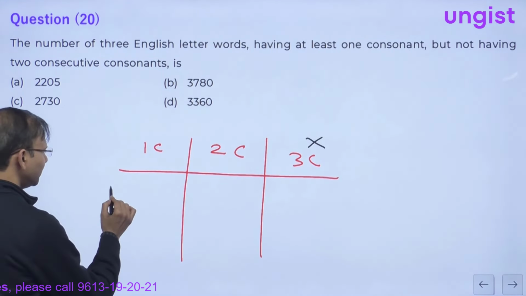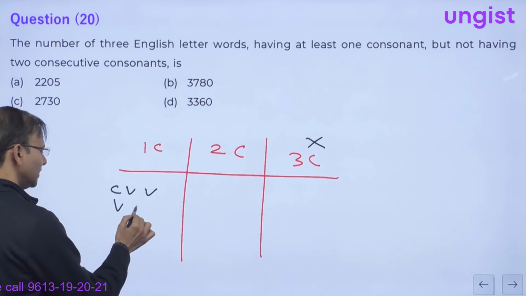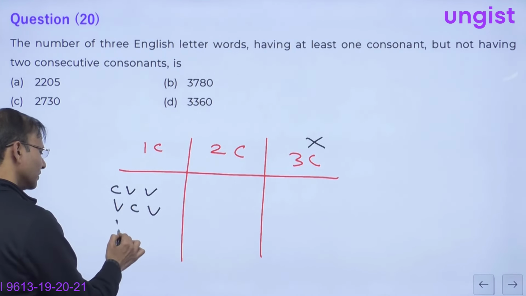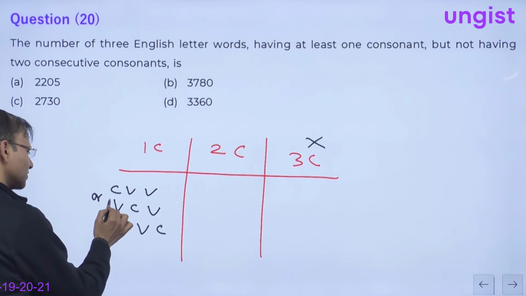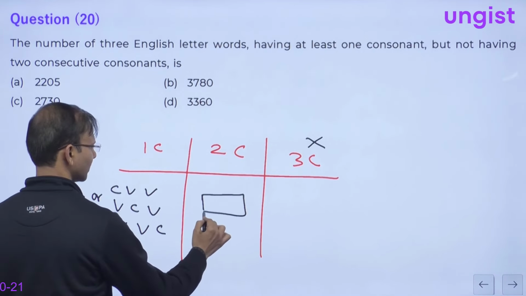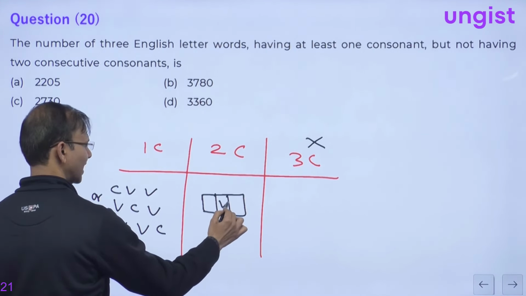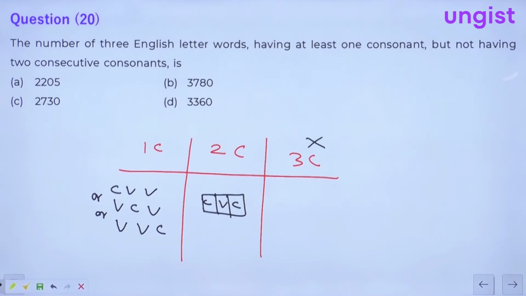So one consonant means C, V, V, V, C, V, and V, V, C. Right? One consonant. So either this or this or this. Two consonant, because two consecutive consonants are not there, so obviously V has to be in between, and this is C, V, C. Guys, it is clear? Right? Read the condition of the question.